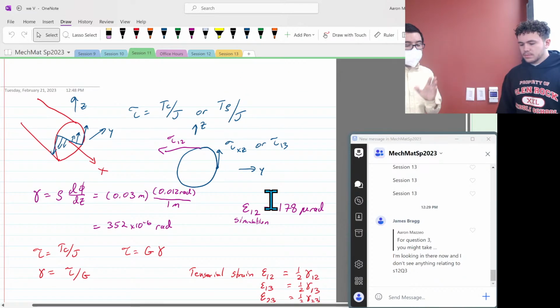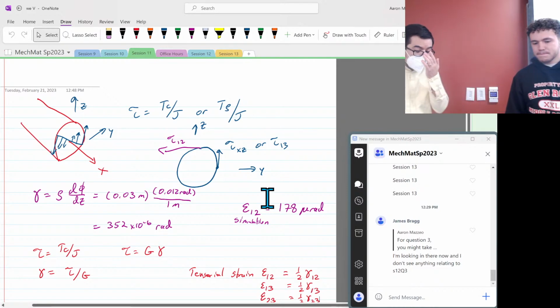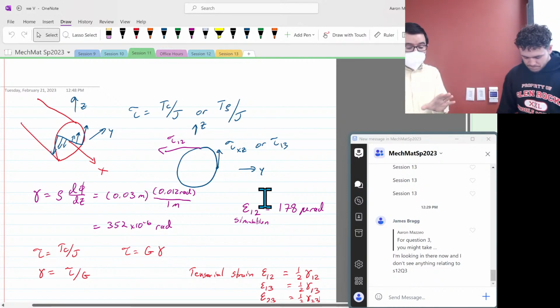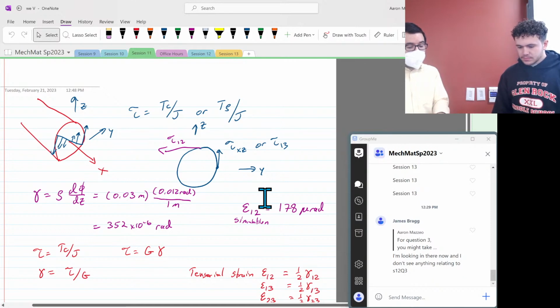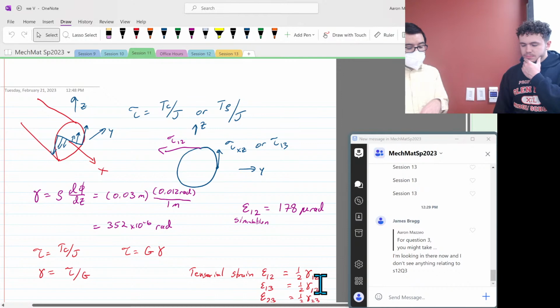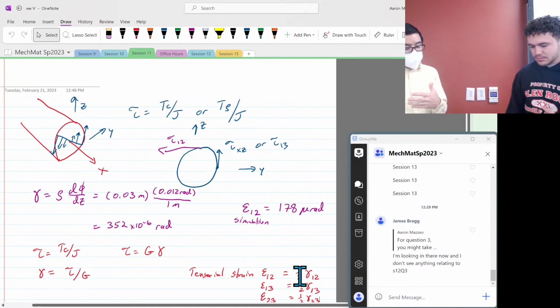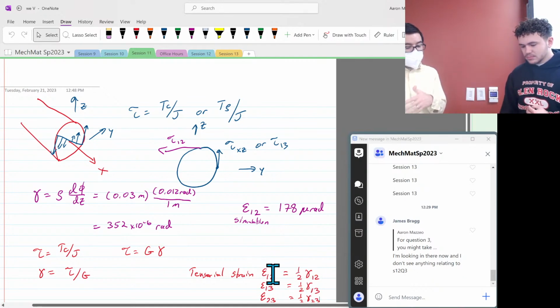I got confused the last time we were here, but I asked in the last session, or when we went through it last time, in Canvas, I did put in that I was asking for epsilon 1, 2, or epsilon 1, 3, instead of this. Okay, but you're calculated right. So what you calculate on paper is going to be like gamma 1, 2 or gamma 1, 3. So then you have to take half of that to give us the tensorial shear strain.